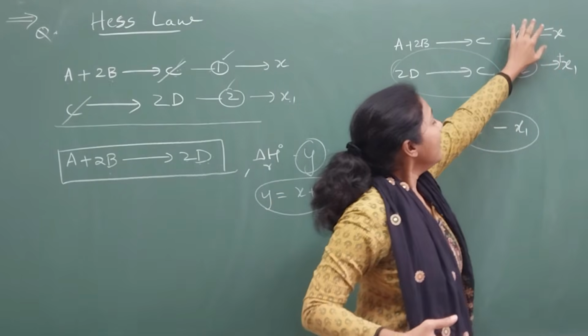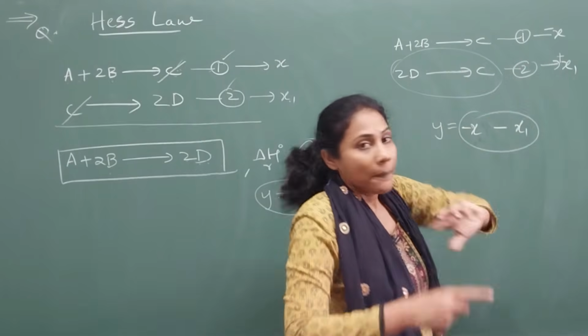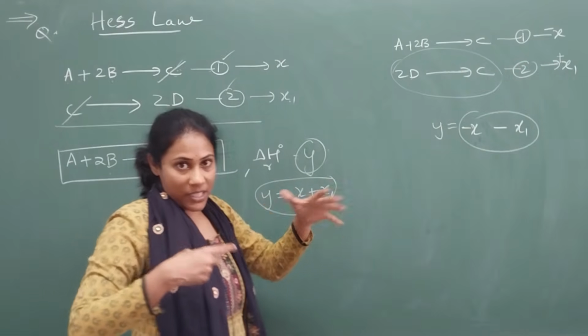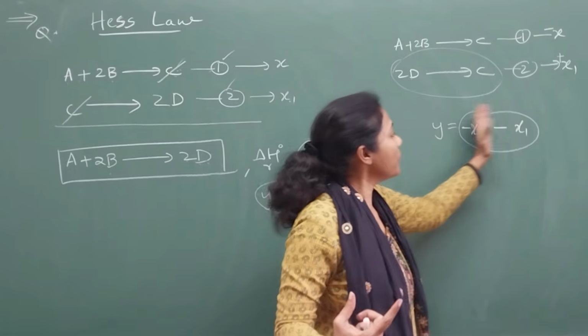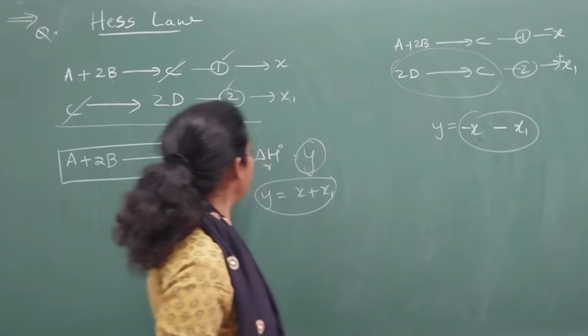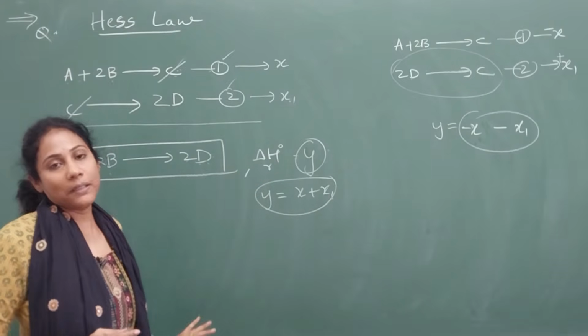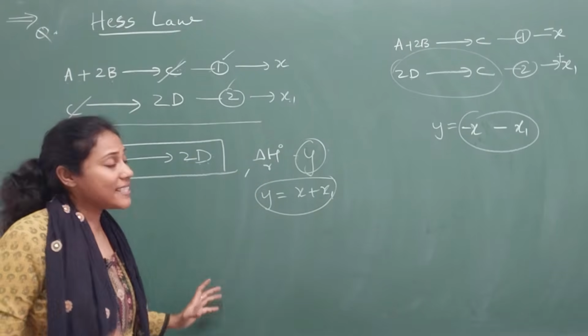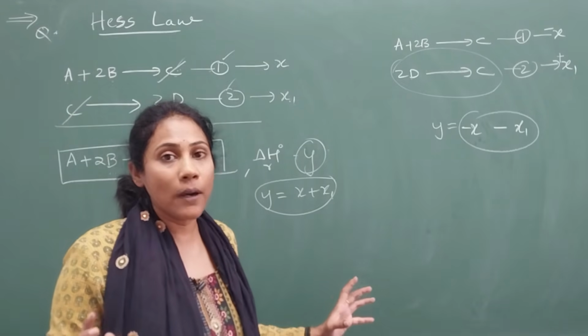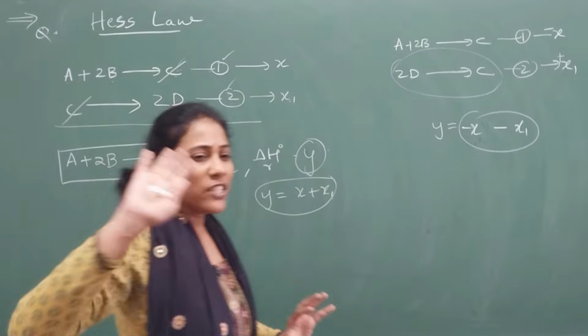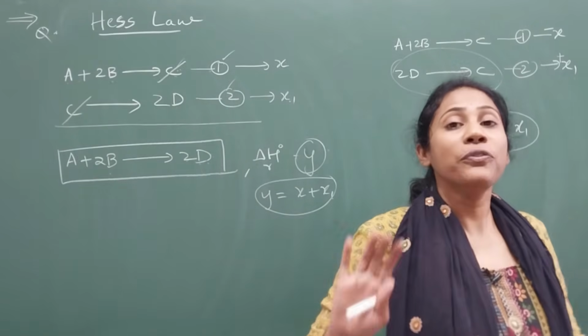And add the given equations' enthalpies by making suitable changes so that you can add them to get the desired equation. Those enthalpies you take, add, and you will get the desired equation's enthalpy. So this is the basis for Hess Law to solve the competitive questions. Now when we solve question by question, you will get more idea.